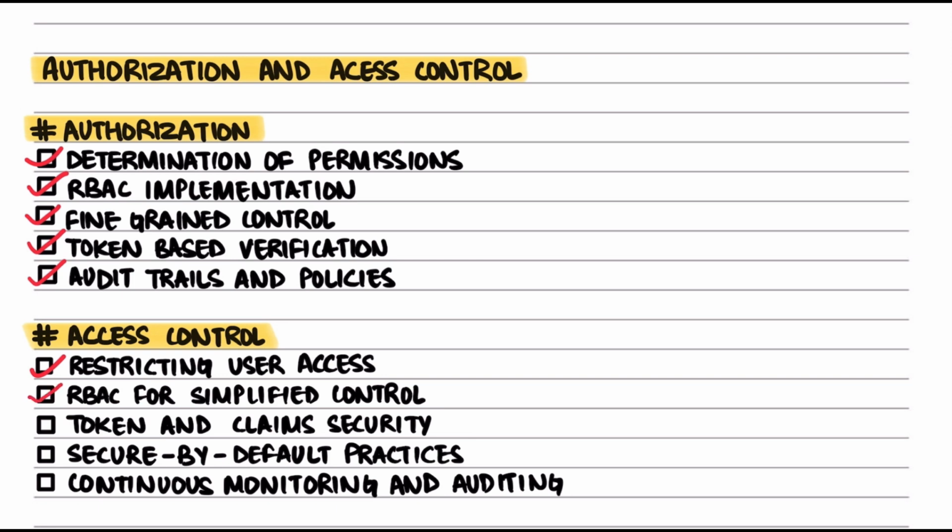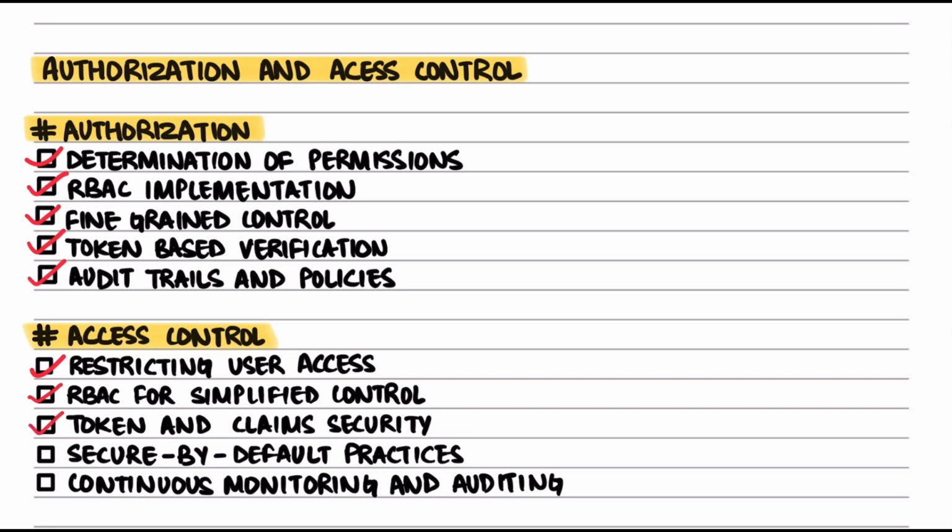RBAC for simplified control. Role-based access control simplifies access control by categorizing users into roles with predefined permissions. This streamlines the process of managing access rights, making it more efficient and less prone to errors.